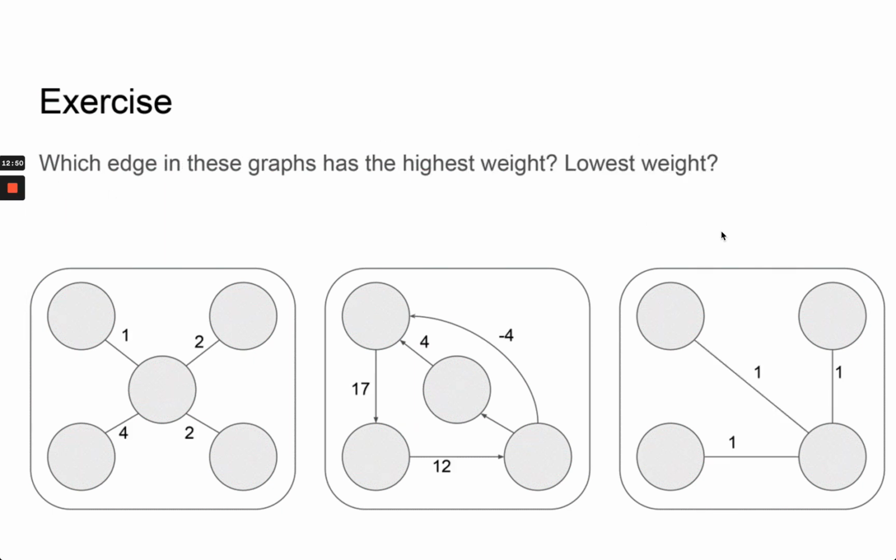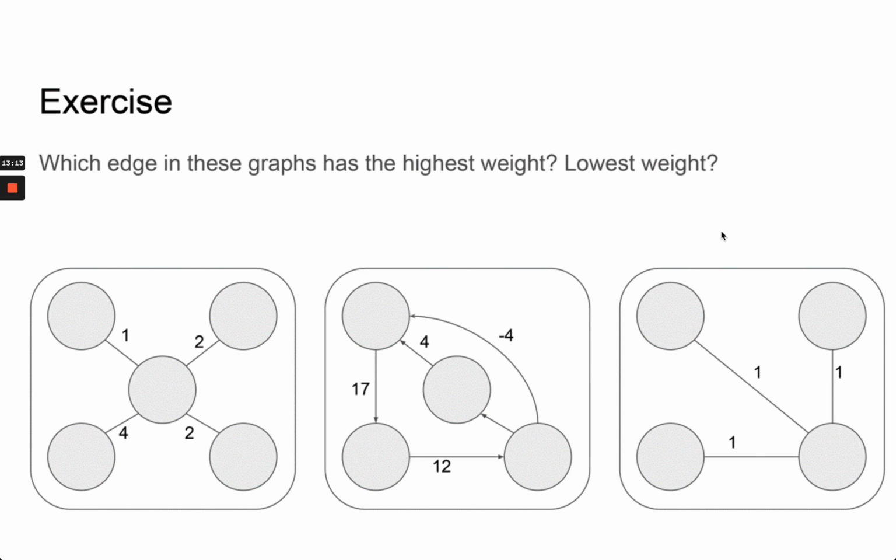Graph. The highest weight is 17. The lowest weight is -4. In the first graph, the lowest weight is 1. The highest weight is 4. And in graph 3, the lowest and highest weight are all 1, and they all have that weight. So nice job, everyone.